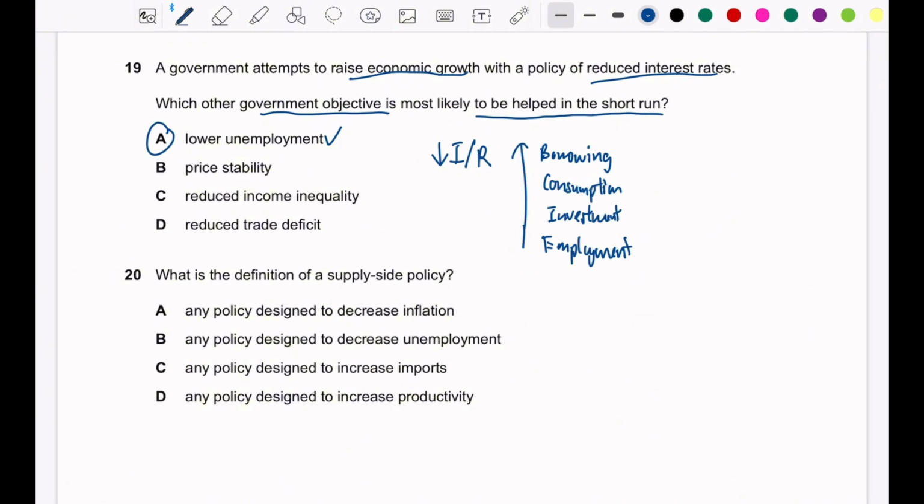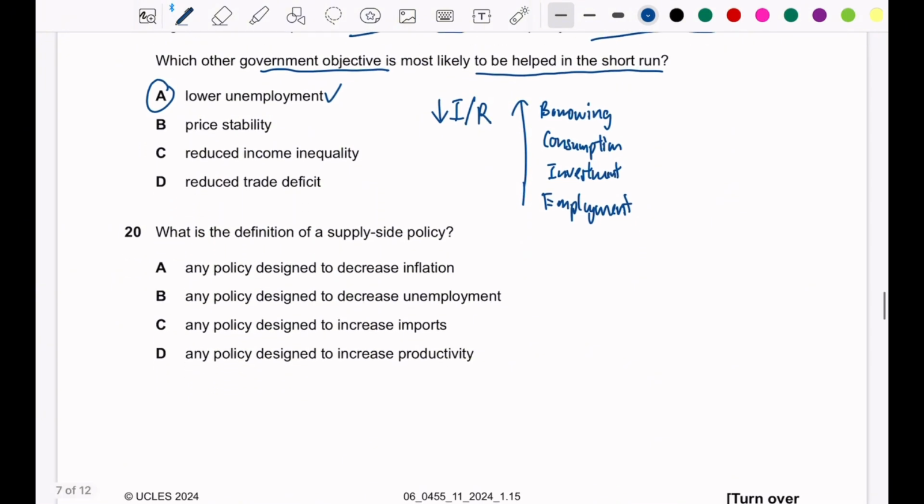Question 20. What is the definition of supply side policy? So supply side policy, the definition you need to remember already, is the long-term measures to aim to shift the PPC outwards. What can shift PPC outwards? It is by increasing the productivity of the economy.